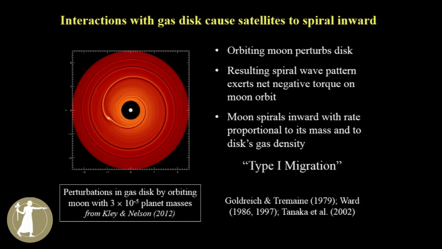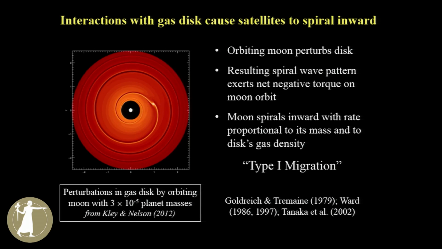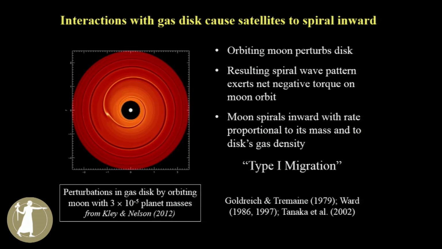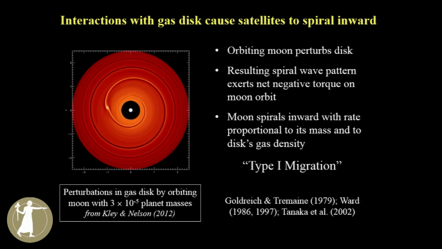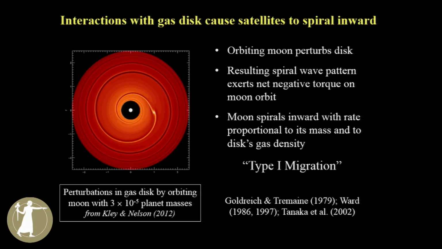Now, the rate at which the satellite spirals inward is proportional to the mass of the satellite. The bigger the satellite, the faster its orbit will decay or migrate into the planet. And it's also proportional to the density of the gas disk. And this mode of interaction is well known, and it's known as type 1 migration.